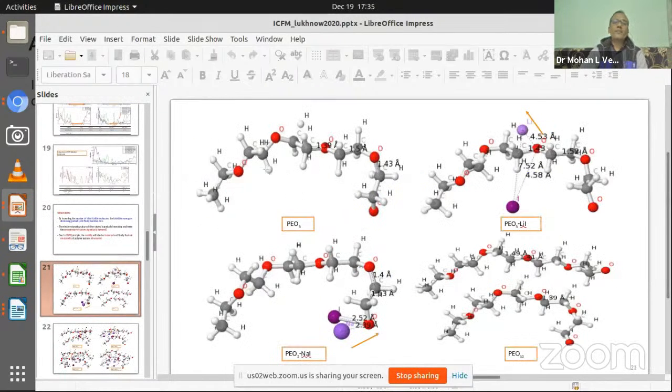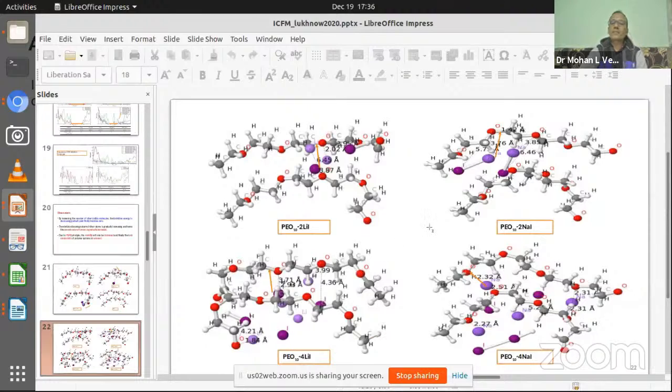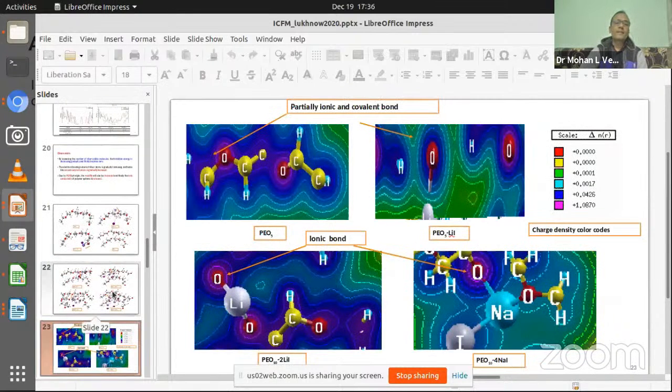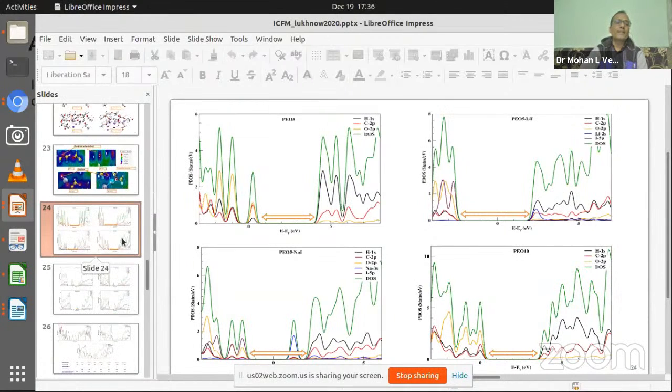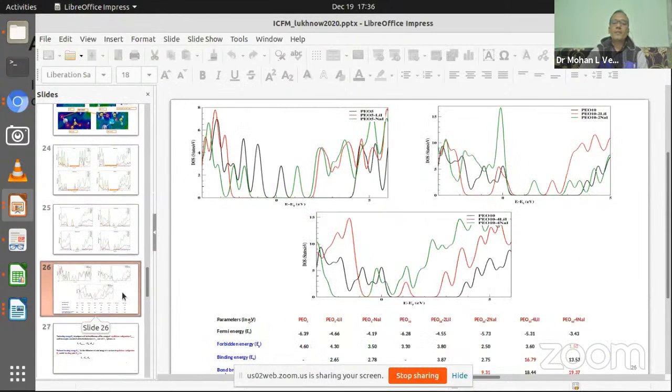Now, the second system, where with the same PO5 we use lithium iodide and sodium iodide, we studied the same and got similar results. We also increased the number of silver, sodium and lithium ions in two pairs of PO5 chains and got good results. This is the charge density plot, and this is the projected density of states plot, and here also we observe that the band gap decreases after adding the silver, sodium and lithium salts.